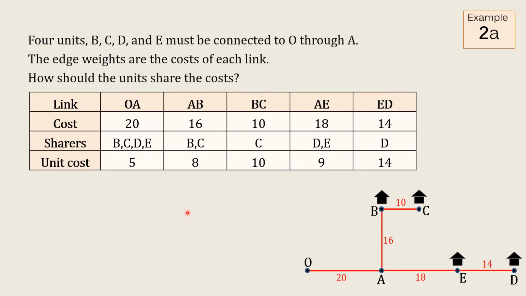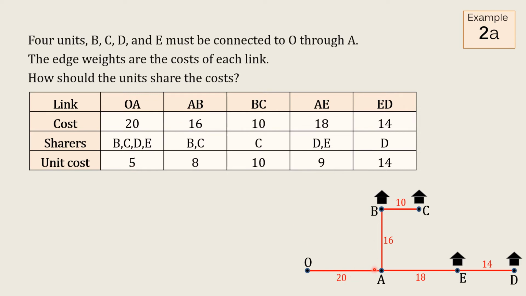Now let's look at each link. So OA is shared by all 4 agents. So these are the sharers of this link OA. Therefore, it's only fair that this cost of $20 must be divided equally between these 4 agents so that each agent pays 5, or each unit pays $5.